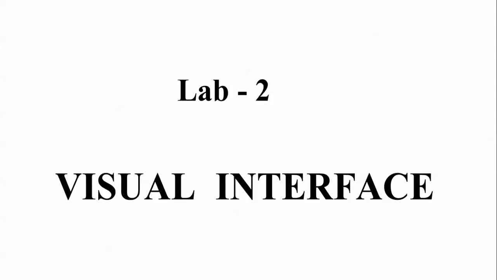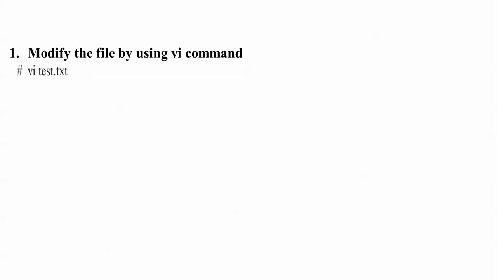In this lab, lab 2, I'm going to show you some visual interfaces. The first one is modifying a file using the vi command interface. This is for testing purposes. I have typed vi and the test.txt file. You can give any name in place of test.